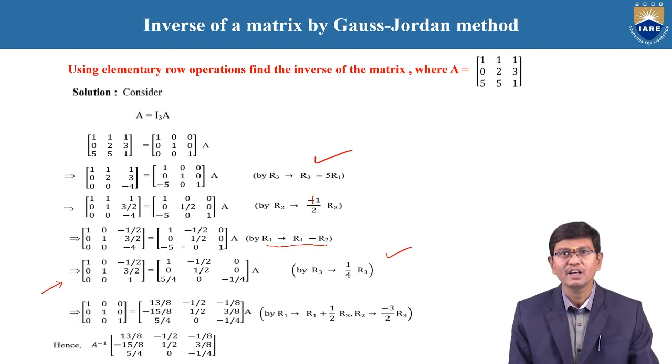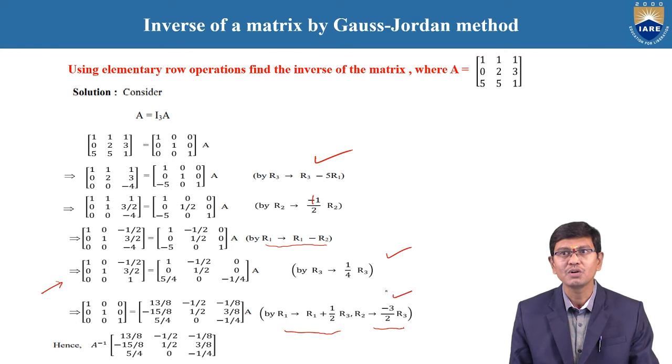And finally, in our required left-hand-side matrix, the -1/2 we also need to change to 0, and similarly the R2 entry 3/2 we need to change to 0. That is with the help of two operations: one is R1 = R1 + 1/2 R3, and similarly R2 = R2 - 3/2 R3.